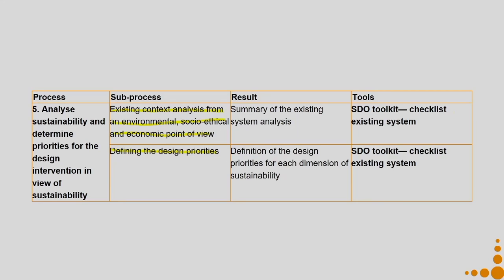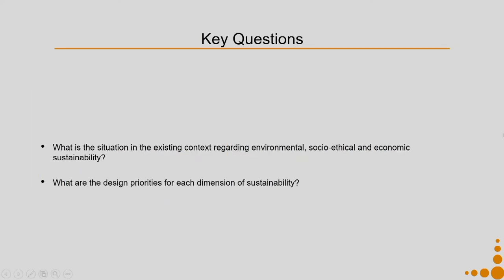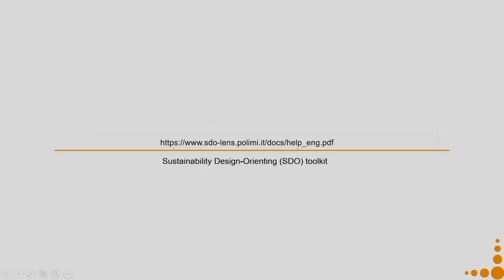So even to do this particular process, I use the same toolkit, which is called the SDO toolkit checklist for the existing system. The key questions over here are: what is the situation in the existing context regarding environmental, socio-ethical and economic sustainability? What are the design priorities for each dimension of sustainability? This process is one of the most important processes because this is the process which initiates the sustainability direction. So this is the link to the SDO toolkit.